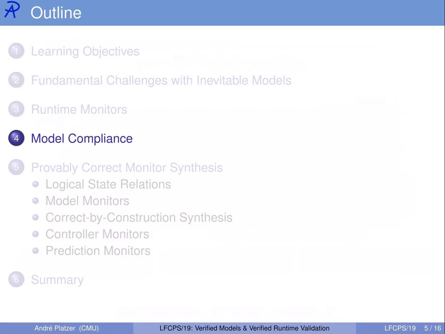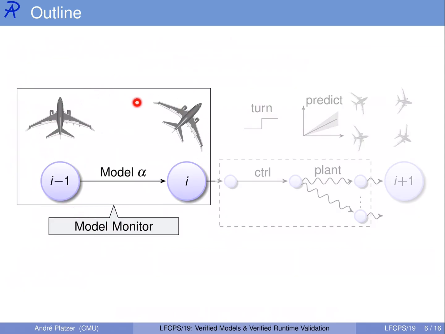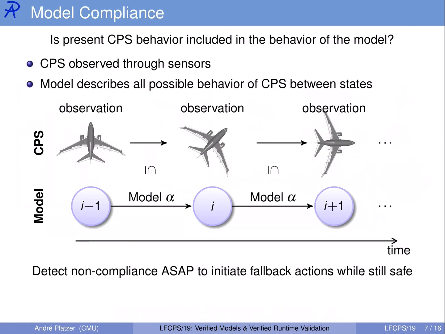So first, about model compliance. Zooming into the question: if the reality made a change, is this compatible with one of the things the model could have predicted? So the question is, is the present CPS behavior included in the model, where of course you will have a sequence of observations, and overall the question for all of those is, did this change fit the model or did it not? And of course, the reason you want to do this at every moment is because you would like to detect non-compliance as soon as possible in order to initiate any veto or fallback actions while you're still safe, as opposed to after you landed you said there was a problem 5 hours ago. Maybe you should have acted then.